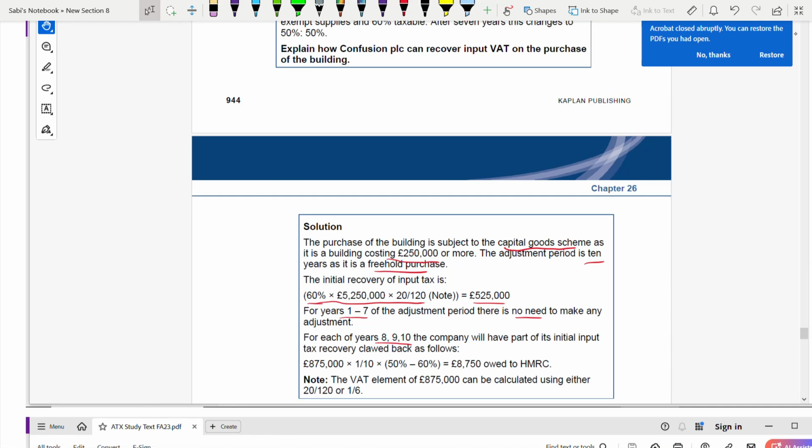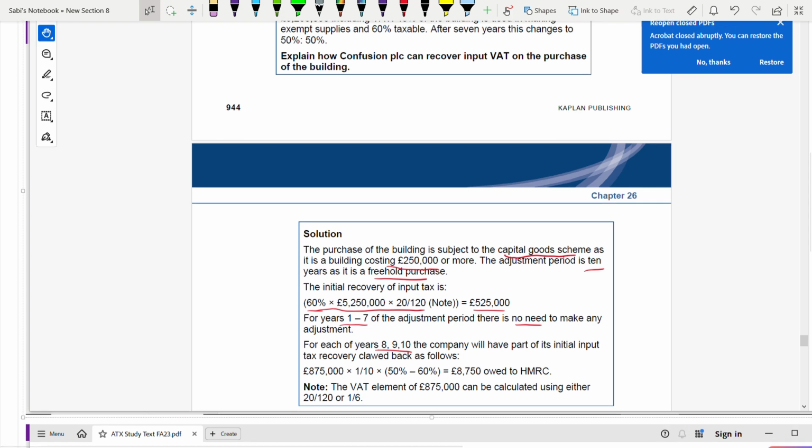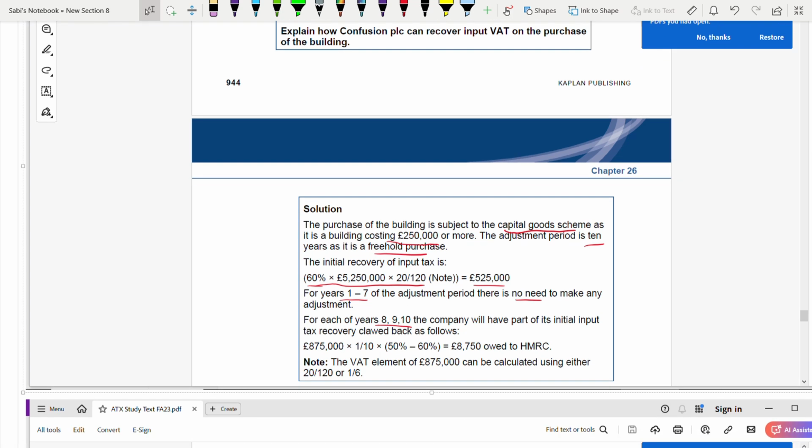Now, this 875. So if you check here, if you take 20% of 5,250,000, it is 875,000. That 875,000 is the VAT. Keep the VAT, don't use the 60 and 40 from before. You have to divide it by 10 according to the formula. And what is the new percentage? 50. What is the old percentage? 60. So now this is the method; this you have to owe to HMRC.